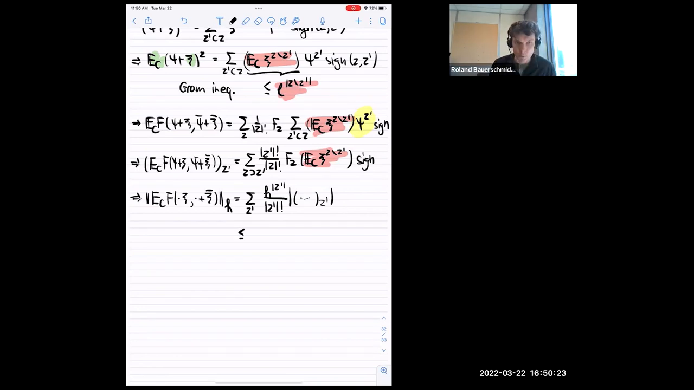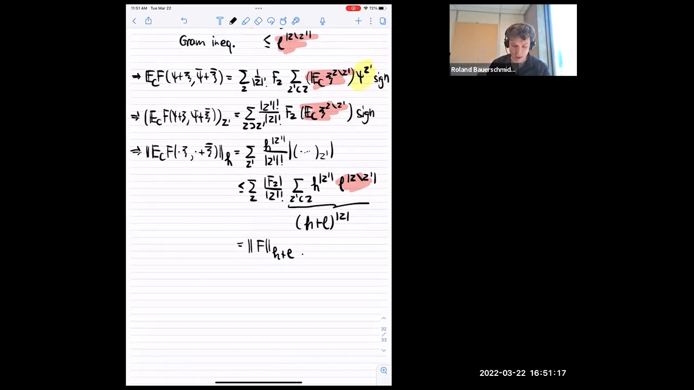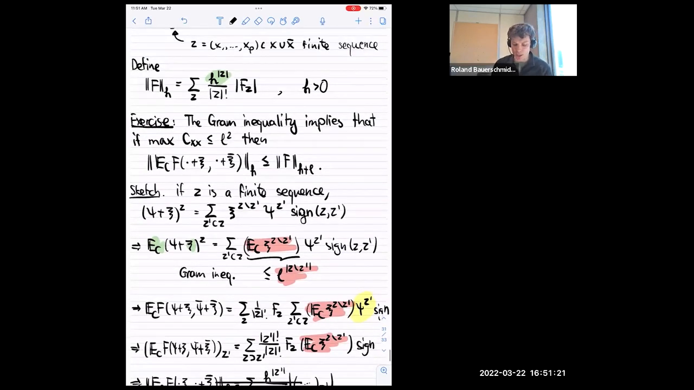If we substitute that in, this is bounded by the sum over Z of FZ divided by Z factorial, and then a sum over Z prime subsequence of Z. What you get is H to the Z prime L to the Z take out Z prime, so that's the Gram bound, and the H is just what we put in, and this sum combines to H plus L to the Z. It's a binomial sum. That's the end of this example, and it shows that using the Gram bound one can see that this is a reasonably good norm.